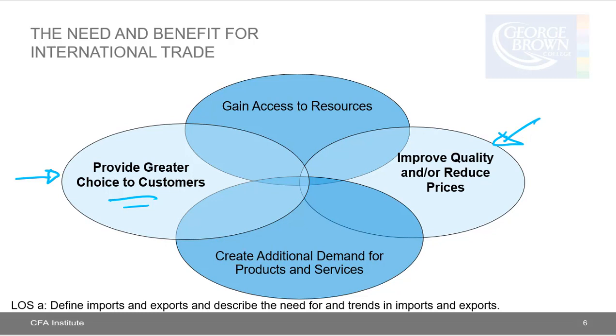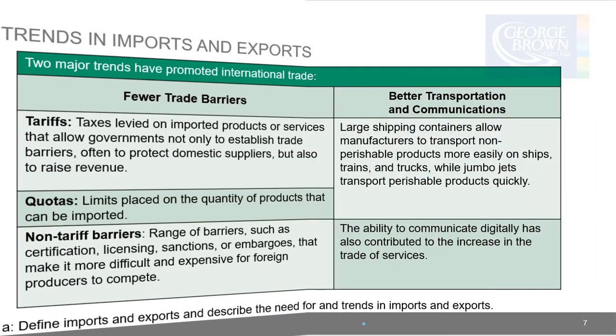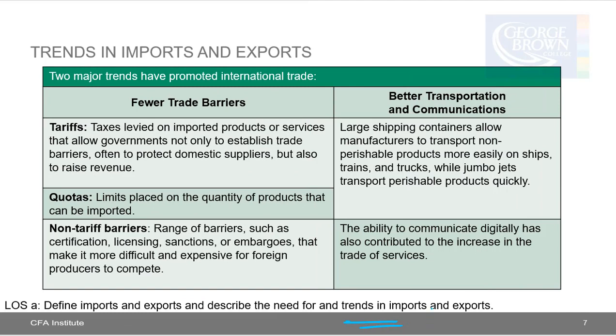By enhancing competitiveness between suppliers of the goods and services, international trade promotes higher efficiency, which helps keep prices down. International trade also stimulates innovation, which generates better quality goods and services. Now we're moving on to trends in imports and exports. So you can see 2 major trends have promoted international trade. Number 1 is fewer trade barriers, and number 2 is better transportation and communications.